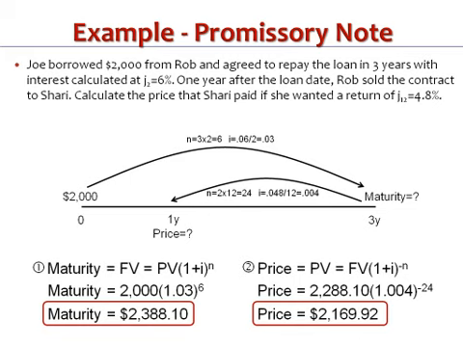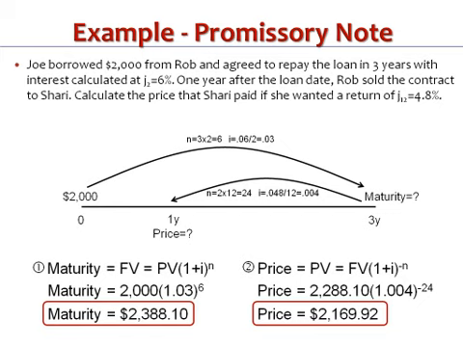What's in it for Sherry? Well, she pays $2,169. She waits 2 more years until we get to year 3, and she gets $2,388 back. So she's made her money. That works out to 4.8% compounded monthly on her investment. And that's exactly what she wanted.